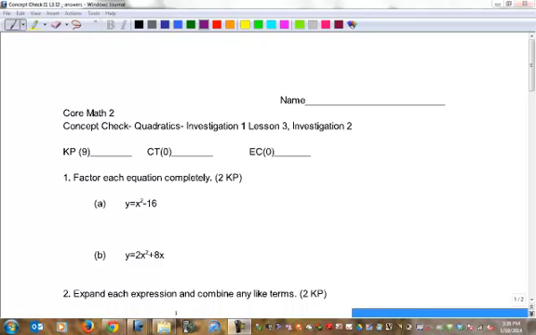Math 2, we're going to review the concept check, quadratics, investigation 1, lesson 3, investigation 2. So I would have your test handy in front of you so that we can go ahead and redo some of these problems together. We're going to start with number 1, and number 1 says to factor each equation completely. Factor means that we want to make sure it looks like a multiplication.